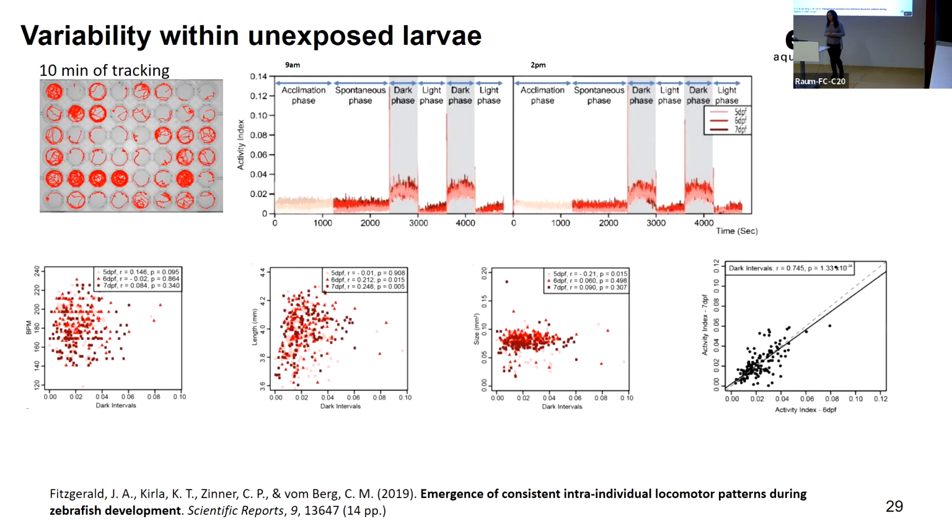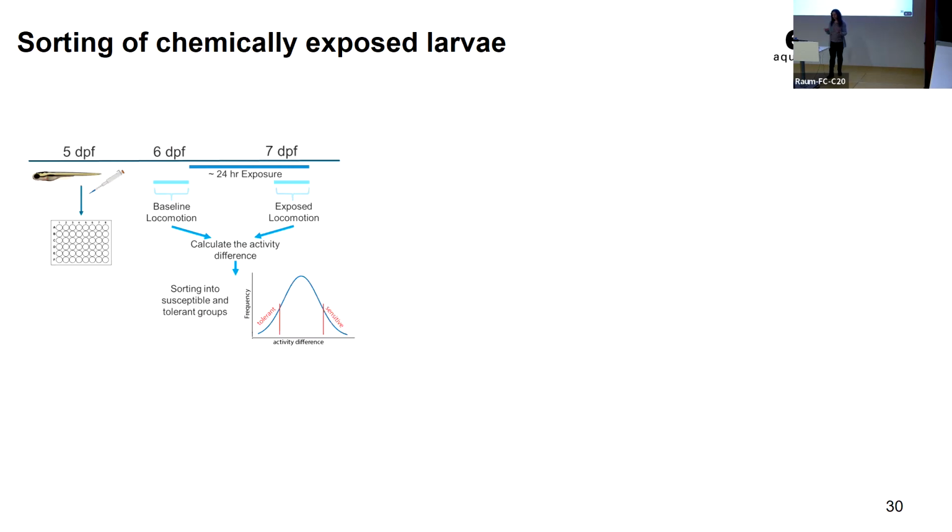But luckily, she found a condition where the behavior was very consistent. This is during the dark intervals between 6 and 7 day old larvae. This was really nice because it allowed us to come up with such a sorting paradigm in which we first were able to measure a baseline locomotion, and then we exposed the fish for 24 hours and measured the locomotion again, and we could then calculate the activity difference.